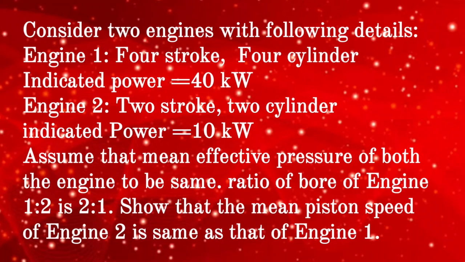Given the question, consider two engines with the following details. Engine 1: 4-stroke, 4-cylinder, indicated power equal to 40 kilowatt. Engine 2: 2-stroke, 2-cylinder, indicated power equal to 10 kilowatt. Assume the mean effective pressure of both engines to be the same. The ratio of bore of engine 1 to engine 2 is 2:1. Show that the mean piston speed of engine 2 is the same as that of engine 1.